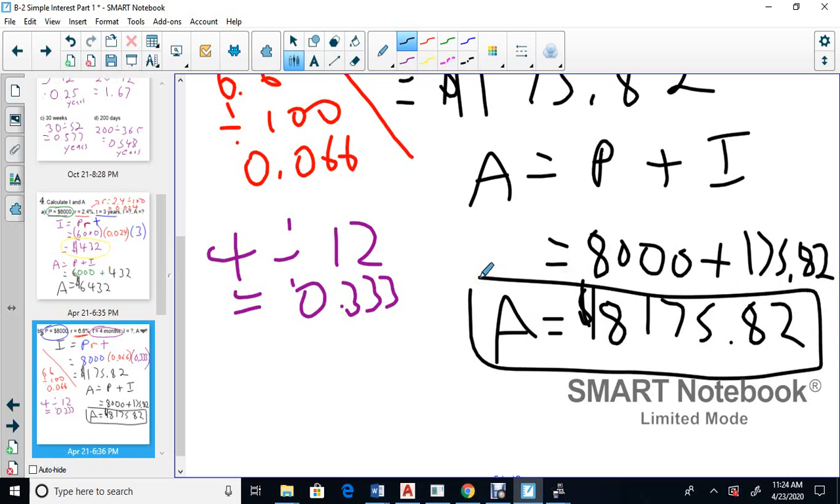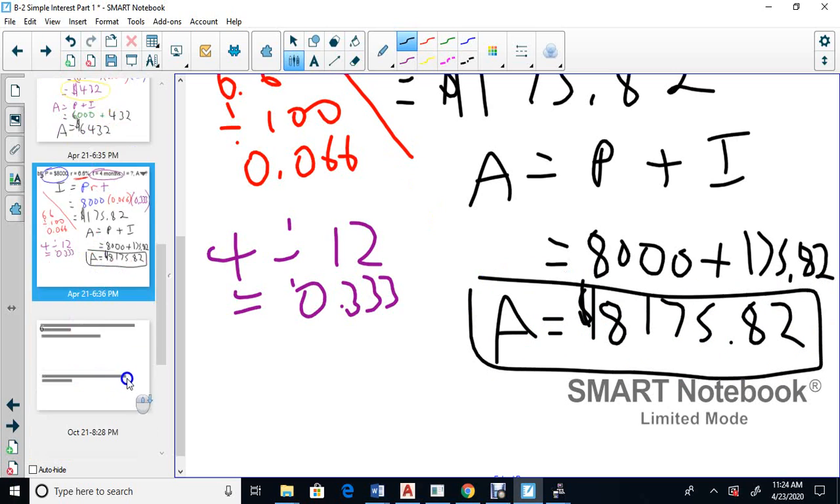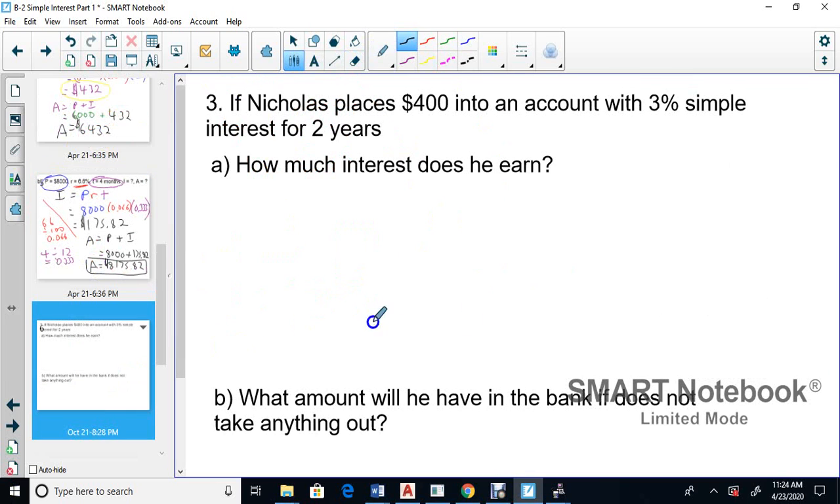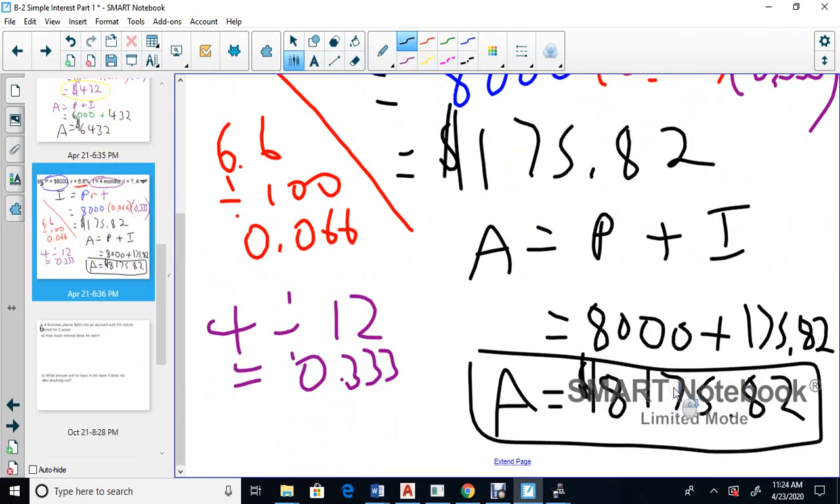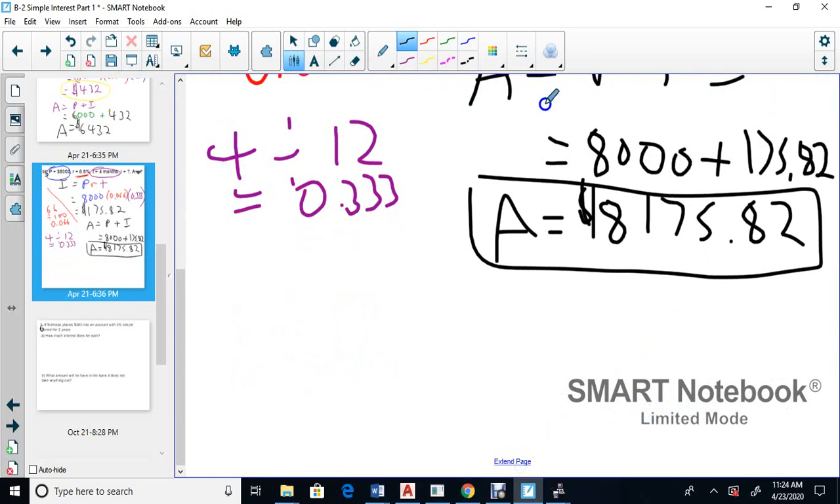I'm going to pause the video, and when we return, we'll do our first word problem. So I'll pause it here. If you didn't get everything, you can always pause and write it all down. Again, that's 8175.82.